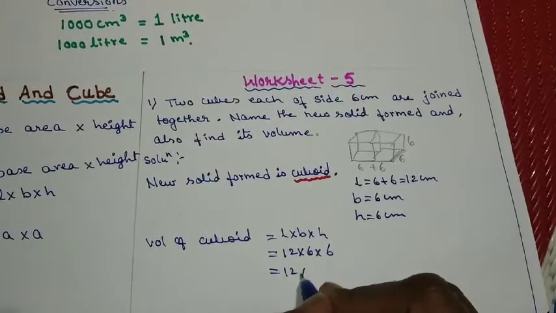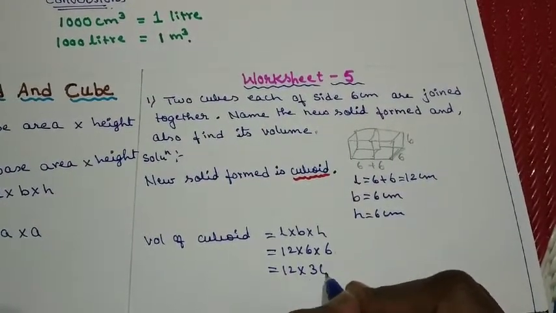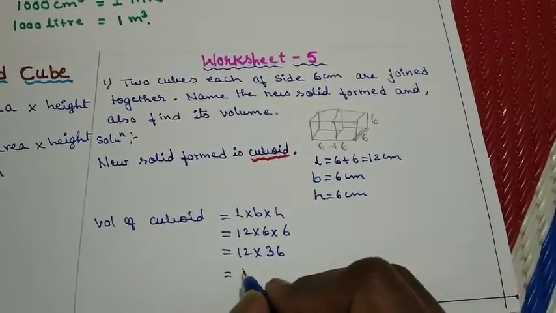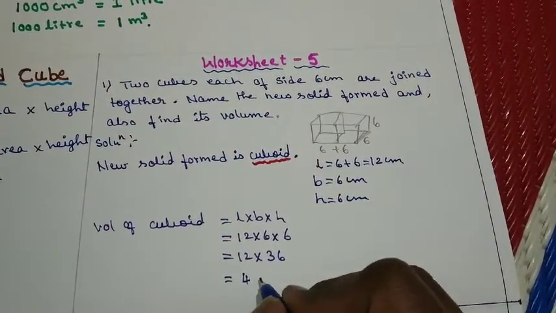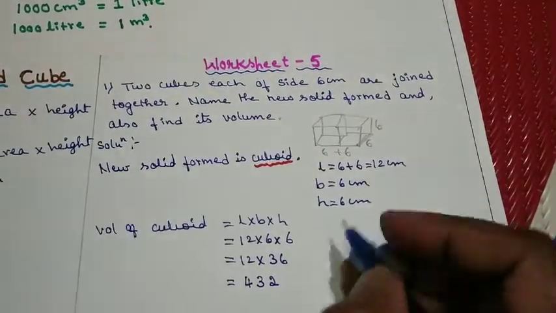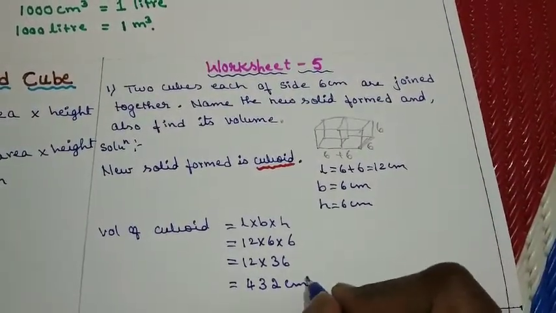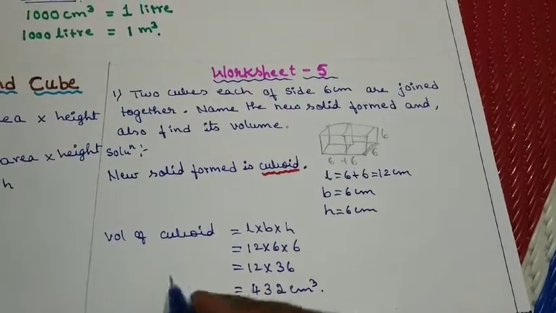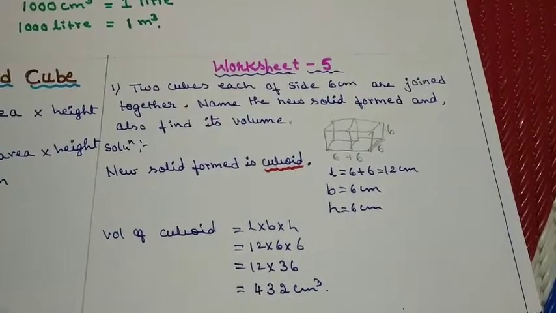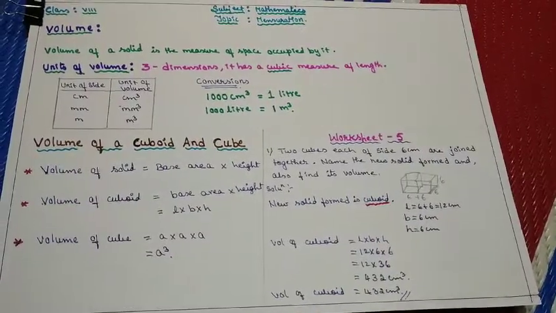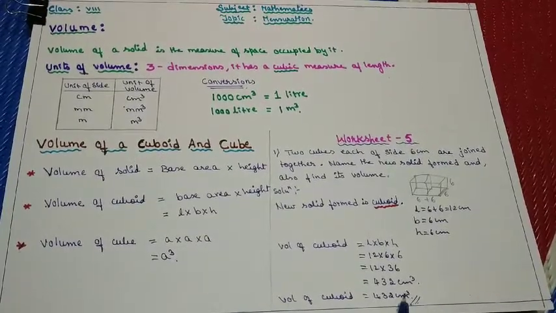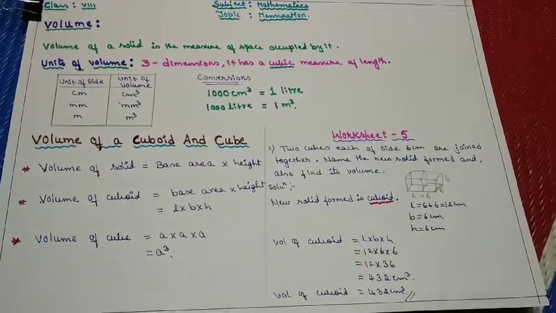We know that 6 6s are 36. Then multiply these two. Then 36 into 12 is 432, and the unit becomes centimeter cube. Therefore, the volume of solid is 432 centimeter cube. Write the conclusion, children. So keep in mind, always the volume of a solid will be in cubic units.